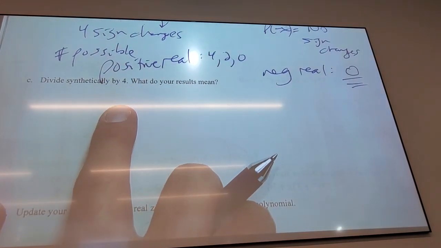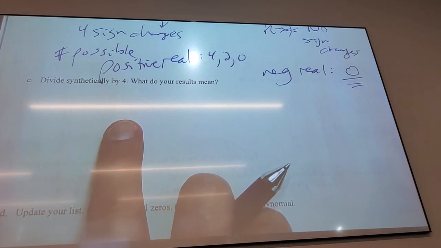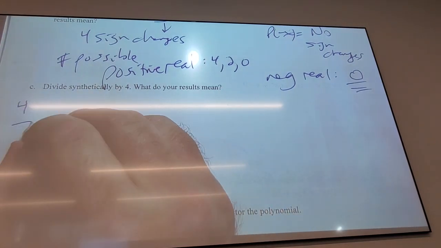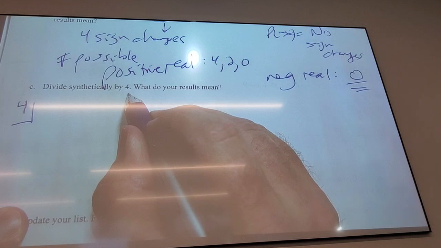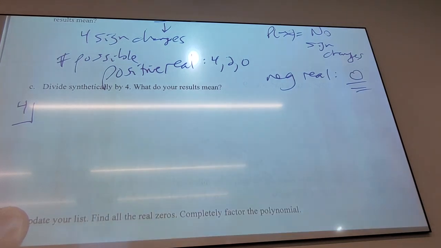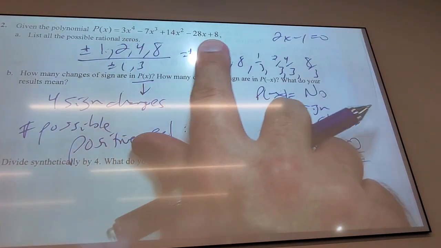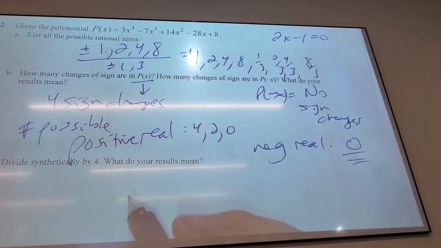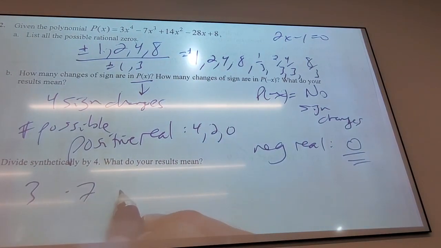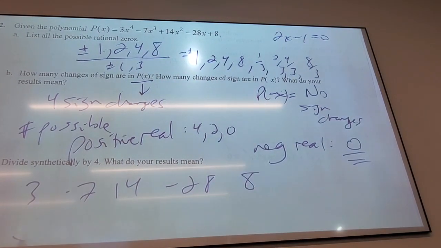So has anyone done part C yet? All right, hang on. Let's see. If I divide by 4, by the way, what does that really mean I'm dividing by? X minus 4. X minus 4, cool. So I'm not missing any terms, yes. So I'm just going to put down 3, negative 7, 14, negative 28, 8.